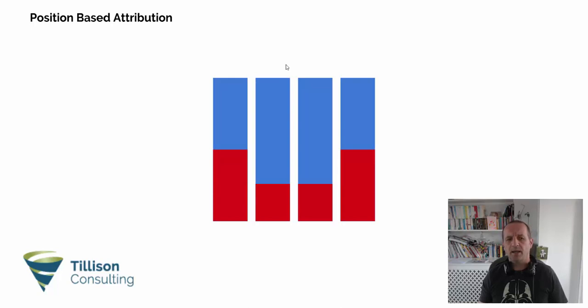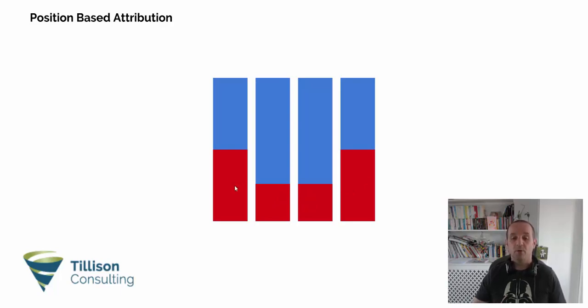So the next one, again, is quite an interesting one. This one is position based. This is a mix of the 3 that we've talked about so far. AdWords will attribute 40% of the conversion and the conversion value to the first click, 40% to the last click, and then the remaining clicks in the middle will get the linear model in the middle.